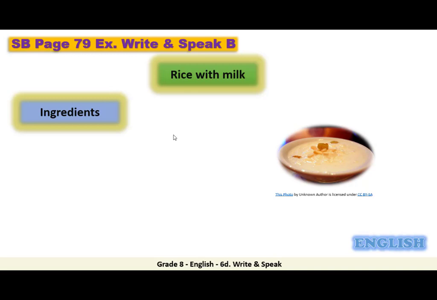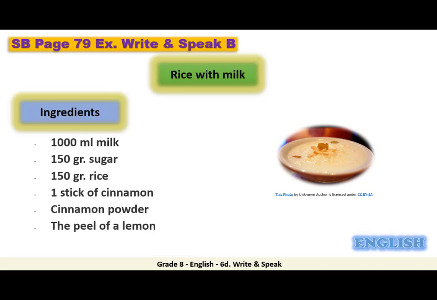Now let's begin with the ingredients section. In the ingredients section of making rice with milk, we need 1000 milliliters of milk, 150 grams of sugar, 150 grams of rice, 1 stick of cinnamon, cinnamon powder, the peel of a lemon. These are the ingredients you will need to make rice with milk.